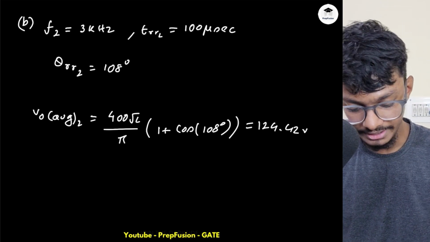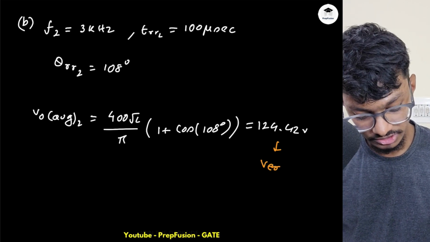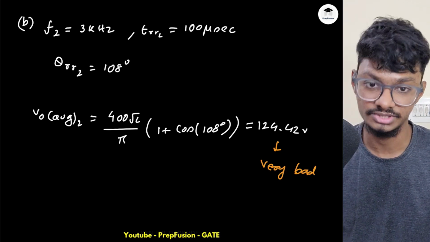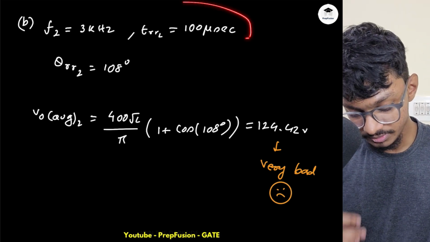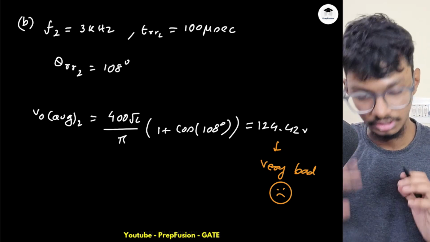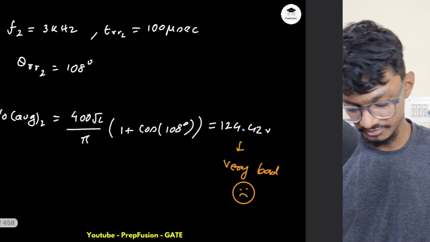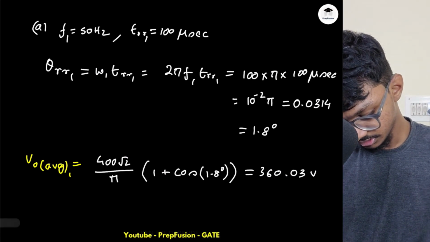So this is very bad, and very dangerous, because my supply is short circuited for a much longer amount of time. Why is this the case? Because my TRR is the same even if I increase my supply frequency. I will put the conclusion at the end after computing the third case.